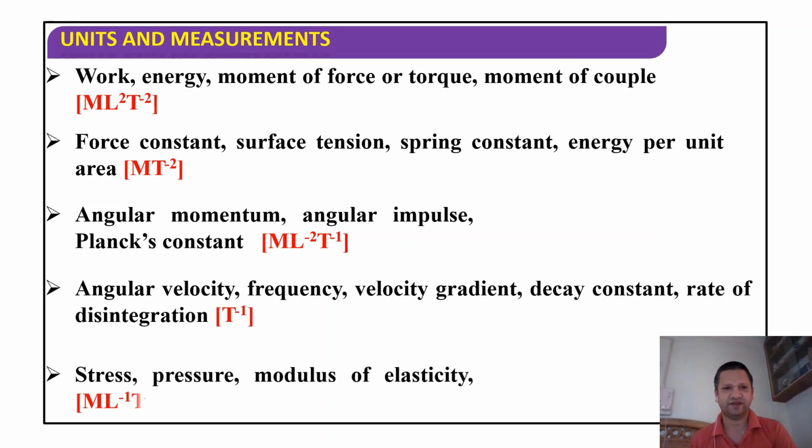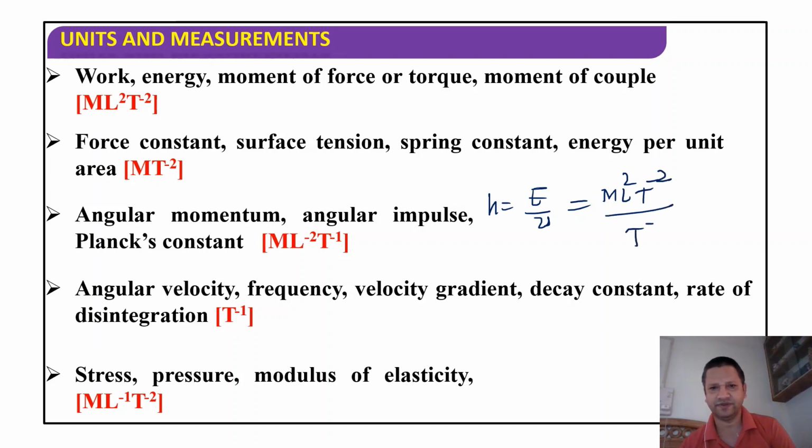Angular momentum, angular impulse, Planck constant: ML2 T minus 1. It is ML2 T minus 1. Angular momentum, Planck constant. Planck constant h is equal to E upon nu. So it becomes ML2 T minus 2 for energy, and for frequency T minus 1. So it becomes ML2 T minus 1. It is plus 2, it is not minus 2. Sorry for the correction. Okay.